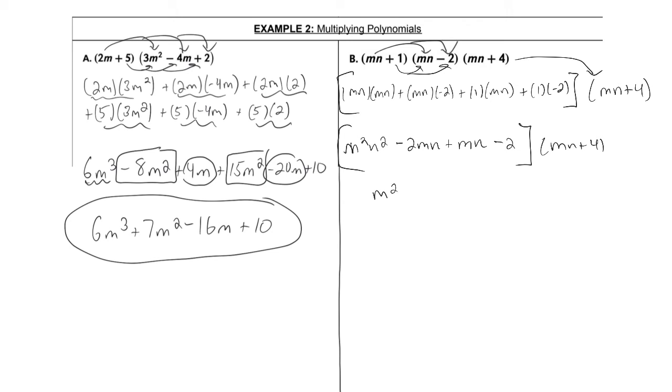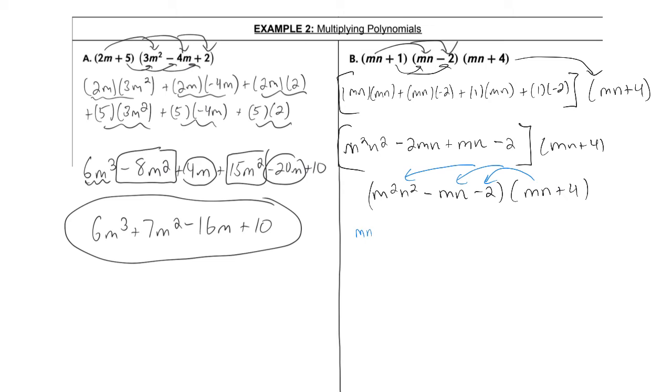So we get m squared n squared minus mn minus 2, all times mn plus 4. Right, and now we're going to have to distribute each of these terms.